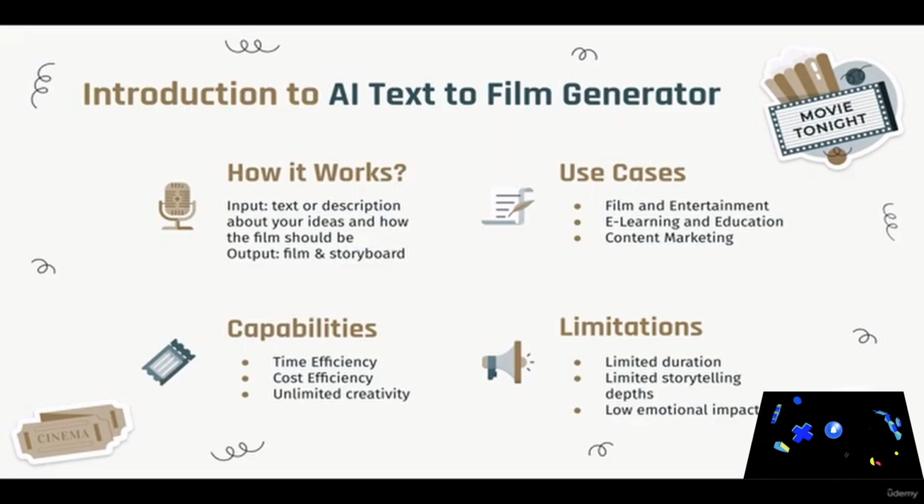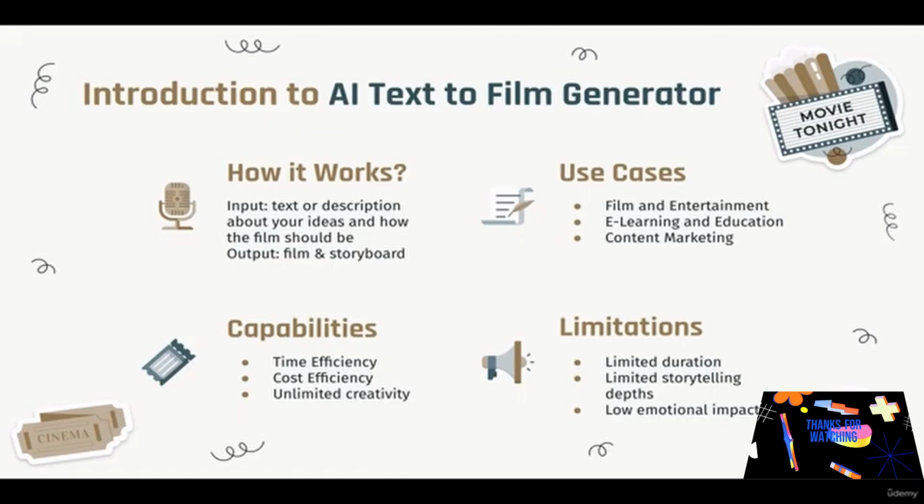And the second one here is e-learning and education. In the field of education, AI text-to-film generators can convert written educational materials into video lessons, making learning more interactive and accessible. This can be especially valuable for online courses and tutorials, right? Maybe you are a high school teacher, or a middle school teacher, or maybe you create online courses, or whoever you are, using this technology is going to level up your content quality.